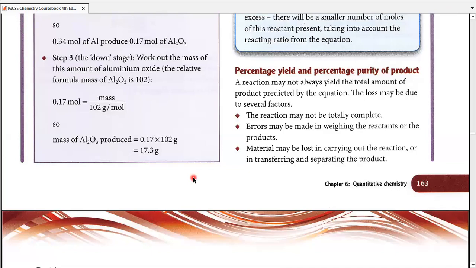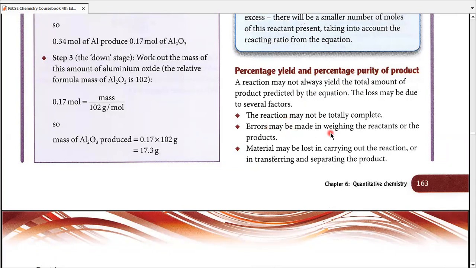Okay, for the next topic, percentage yield and percentage purity of product. A reaction may not always yield the total amount of product predicted by the equation. There may be some loss, and the loss may be due to several factors. The first factor: the reaction may not be totally complete. The reaction may proceed up to 50% or 70% or 20% or just 10% or maybe to 90%. It may not complete forever. So you won't be able to produce as much product as you wanted to.